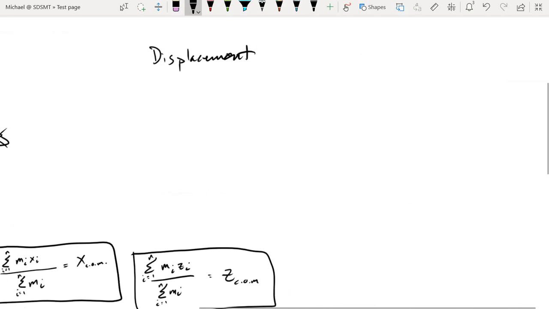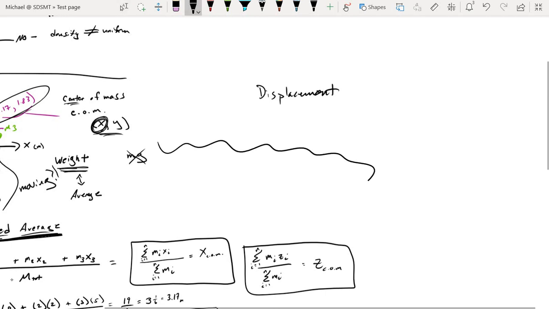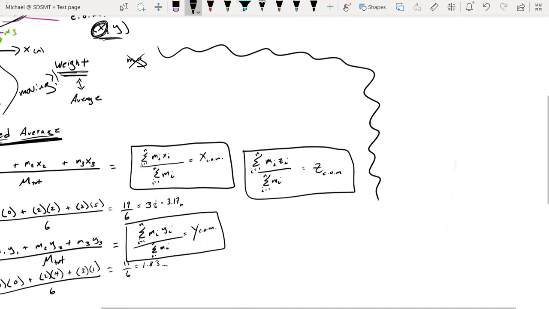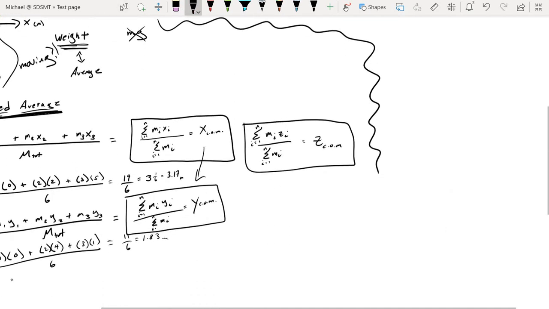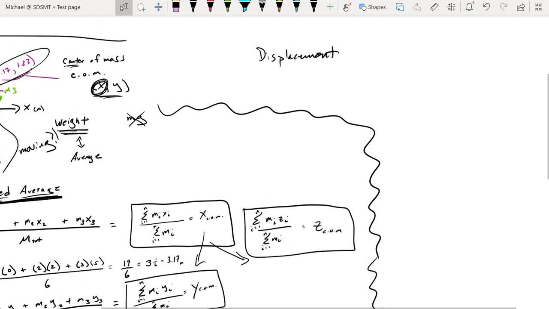And what I'm going to do for this next section of discussion is I'm just going to work with the x component of center of mass. And as you can see, the equations for y and z were exactly the same. We just had x or y or z. So if I can figure out how things are changing in terms of displacement on the x-axis, I can very easily come back and apply that same knowledge to the y-axis and the z-axis if necessary.